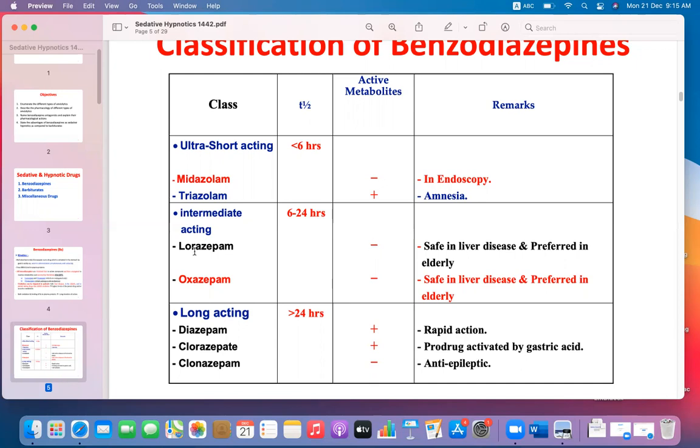The same goes for lorazepam and oxazepam. Long-acting diazepam has rapid actions, and as we discussed, clorazepate is a prodrug activated by the gastric acid, and clonazepam also has anti-epileptic activity. So clonazepam is also indicated in the management of epilepsy, that is, convulsions.